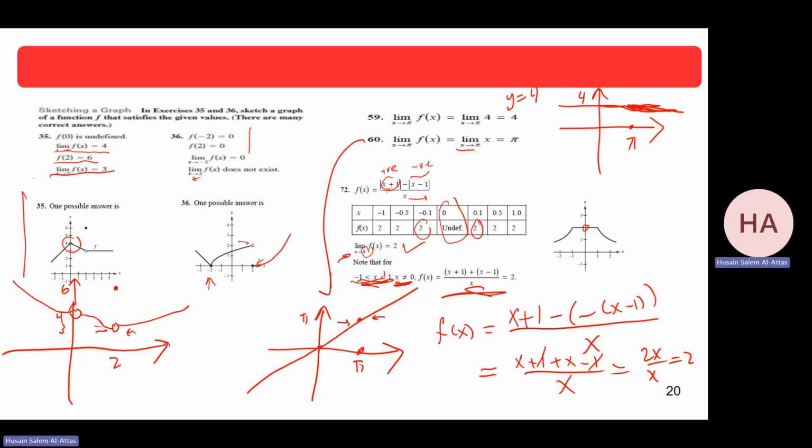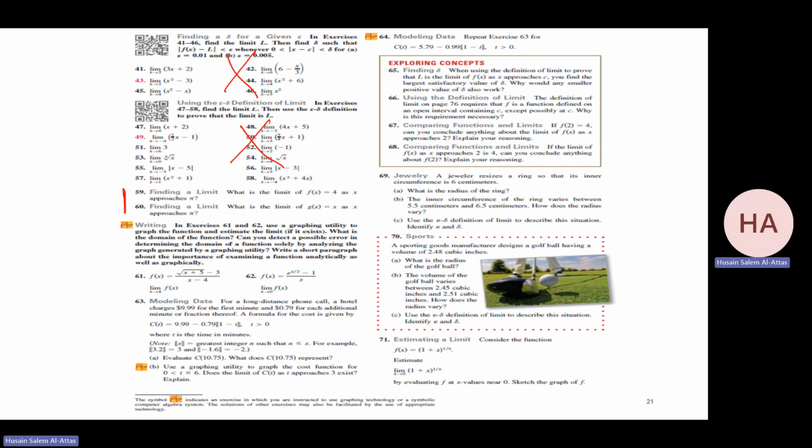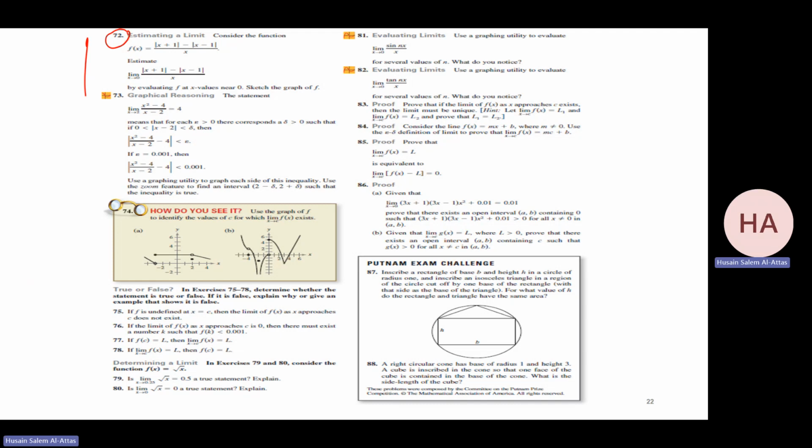Okay. So you need to graph the function. Actually, we'll deal with these things later in 2.3. So we did this. The remaining is the true false, which is this group of problems. If it's undefined, does that mean the limit exists? Does not exist? No.